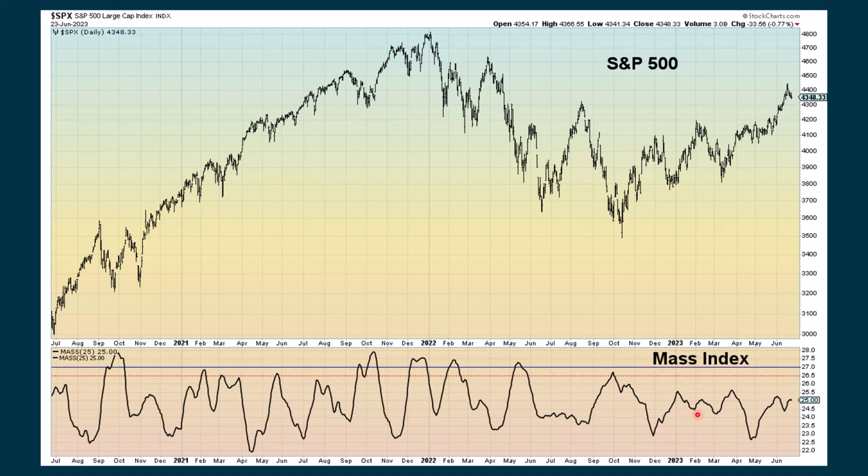Then the mass index, which is not generating a signal right now, that only happens when we get above the red dash line and then the blue line and things move in a certain way. And since no signal is being generated, I haven't been bringing that up.